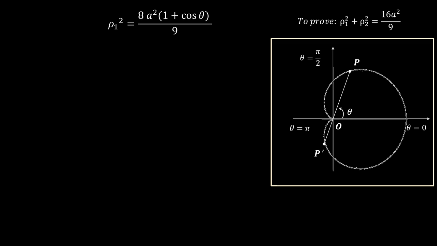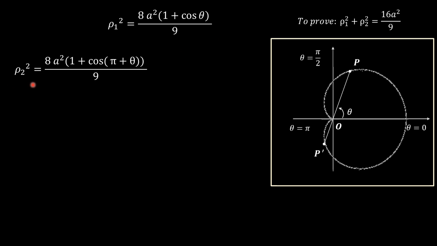So we have rho 1 square equal to 8a square by 9 into 1 plus cos theta, but we have to prove that rho 1 square plus rho 2 square is equal to 16a square by 9. But what is your rho 2, students? Rho 2 is nothing but the radius of curvature at the point P dash, thereby making an angle pi plus theta with respect to the initial line, isn't it? So in order to find rho 2 square, I am just replacing theta by pi plus theta in the above expression.